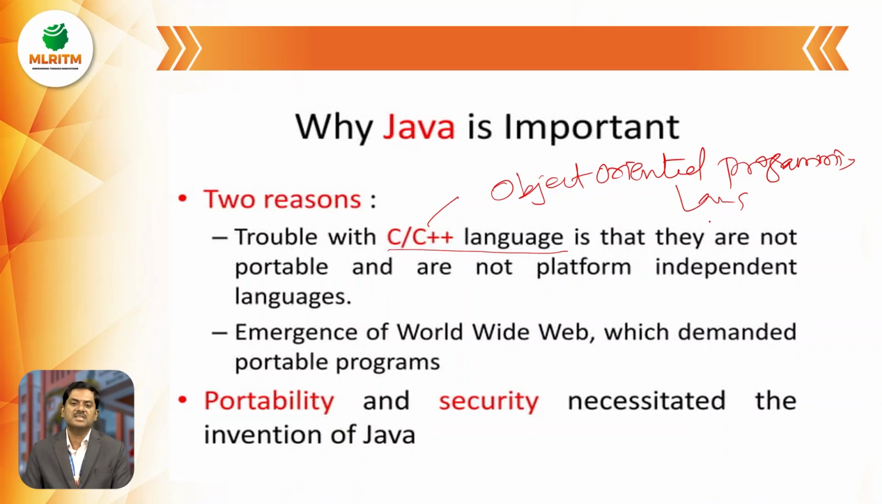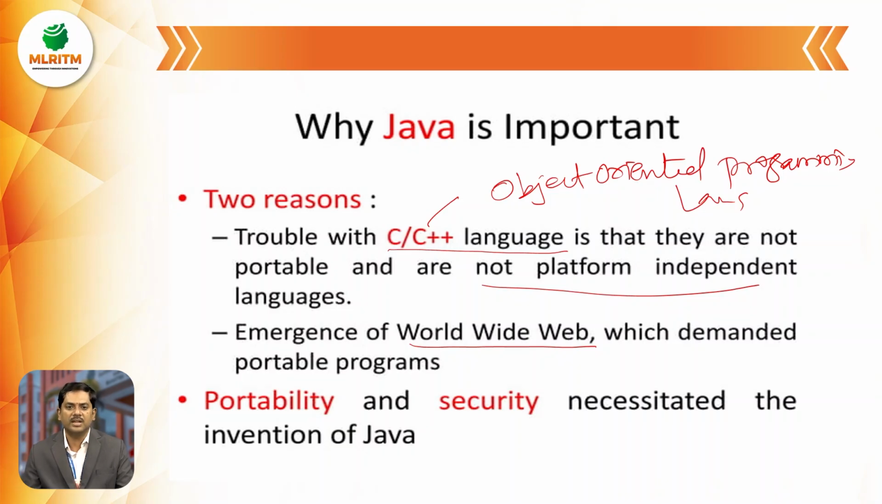So both C++ as well as Java come under the object-oriented programming type. But they are not platform independent. That is one of the reasons why C has troubles. Coming to the other part, the emergence of the World Wide Web, WWW, demanded portable programs.